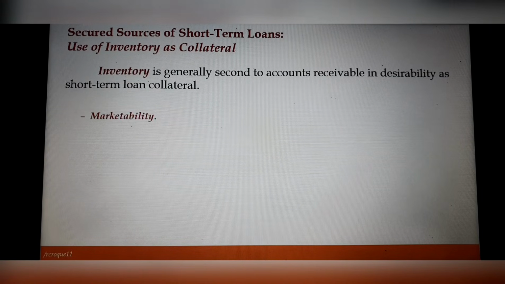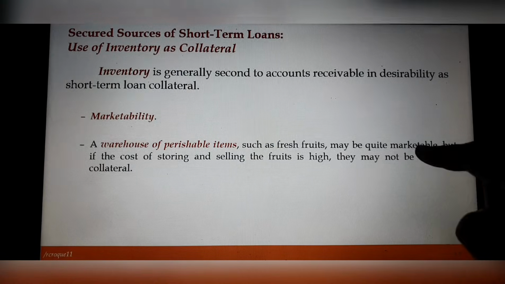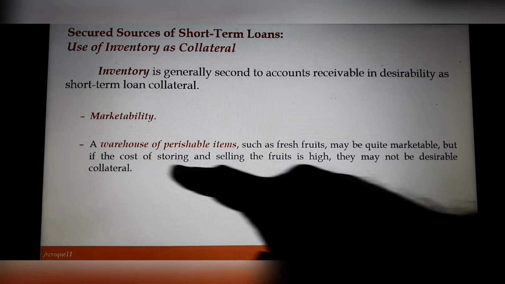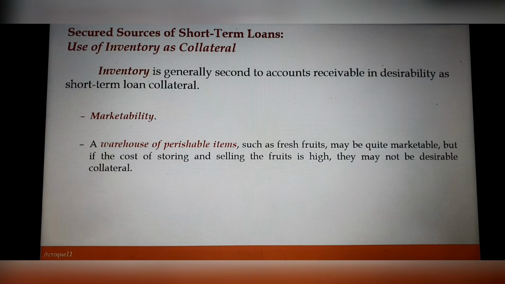Bakit kaya inventory? Kasi syempre because of its marketability characteristic. Madaling ibenta yung inventory. Pero syempre, hindi naman lahat ng inventory ay talagang madaling ibenta. So depende po 'yan. One restriction is or one note is kapag yung warehouse of perishable items such as fresh fruits. So, yes, marketable ang mga fruits, pero syempre, yung cost of storing and selling the fruits is high. So, baka hindi rin siya maging ganun katanggap-tanggap na maging collateral, yung mga fruits or other perishable na mga items.